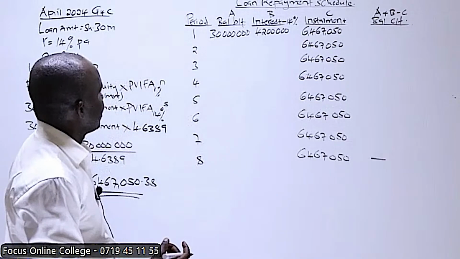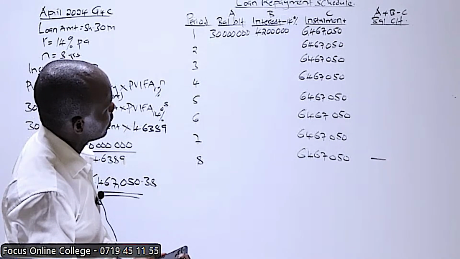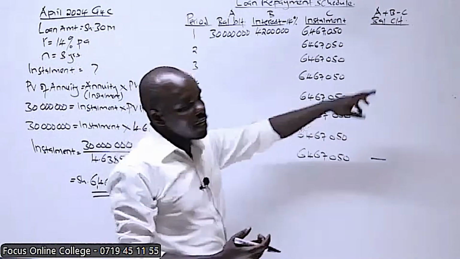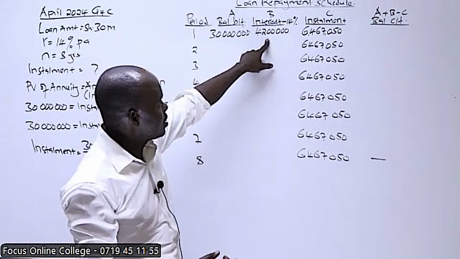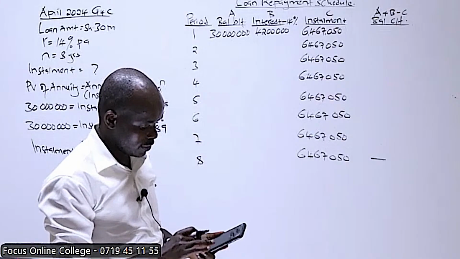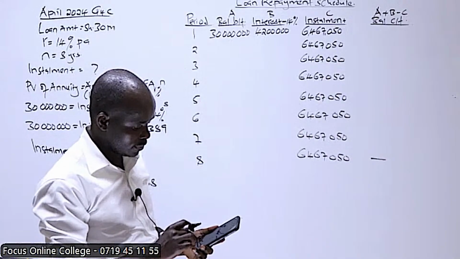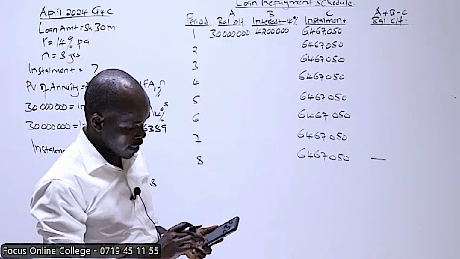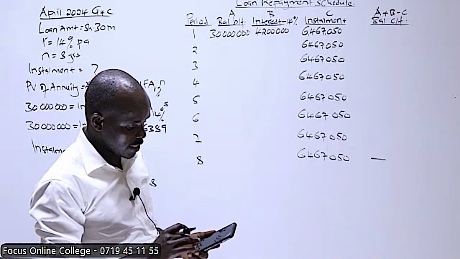So let's continue. Now we want to get the balance carried forward here. So the balance carried forward is the balance brought forward plus interest minus the installment. So you say 30 million plus 4.2 million interest. Interest increases the amount due.